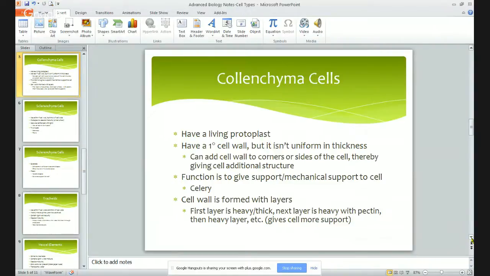So with your collenchyma cells, your cell wall is formed in layers. You generally start the first layer with a heavy or a thick layer, and then you get another layer. The next layer is more heavy with the pectin, that glue, and then it's going to alternate back to the heavy layer and then back to the layer with pectin. And so what that's going to do is give you more support. That switching of the layers gives you additional support.